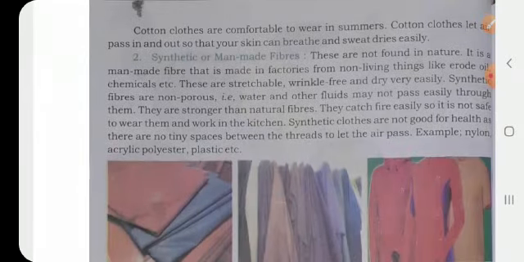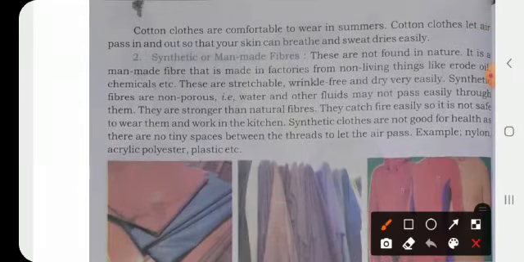Then we have the synthetic or man-made fibers. The other kind of fibers is the synthetic or the man-made fibers. These are not found in nature. These are not a natural product. It is a man-made fiber that is made in factories from non-living things like crude oil, chemicals, etc.